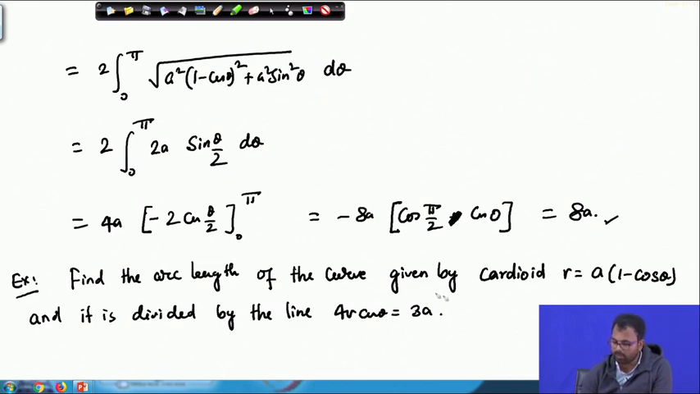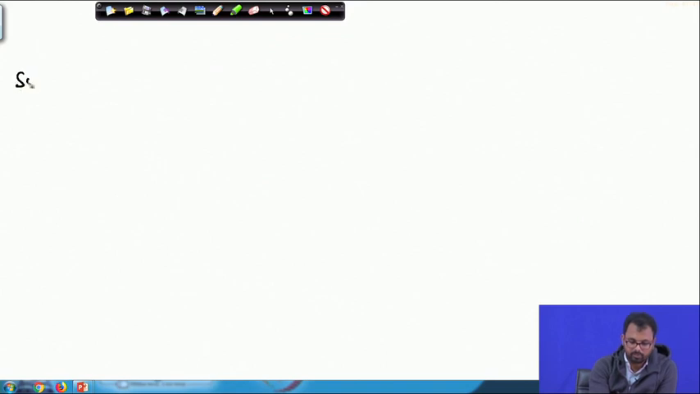So this is the required, so the cardioid basically is divided by the line, this one here, and then we have to calculate the arc length when this line is dividing the cardioid. So unless we draw this curve we will not be able to understand the problem, so let us draw this curve.